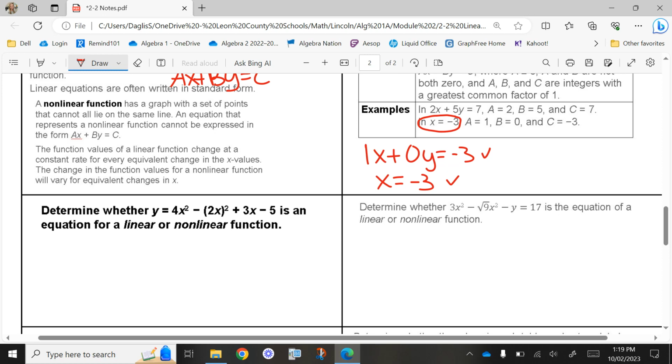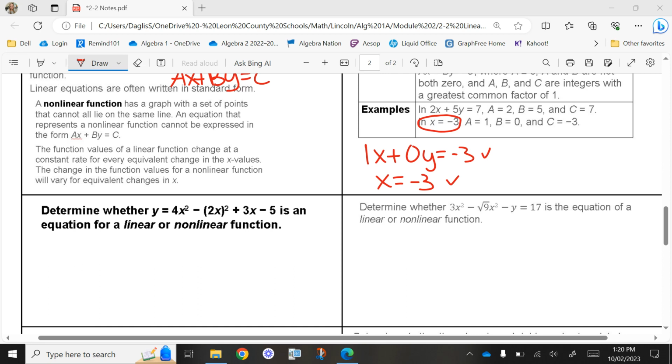All right. We're going to give you functions sometimes that you're going to have to combine like terms before you tell me if it's a line or not. The first one they're giving you is y equals 4x squared minus 2x in parentheses squared plus 3x minus 5. With order of operations, we have to do our exponents first, and we're going to do it to what's in the parentheses.